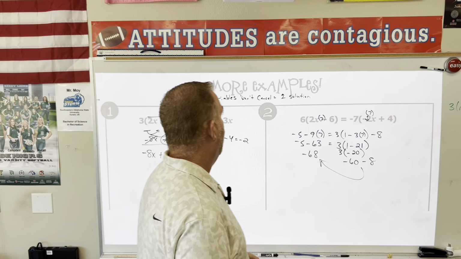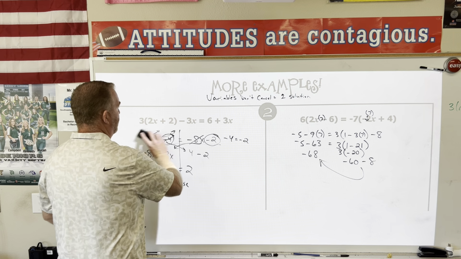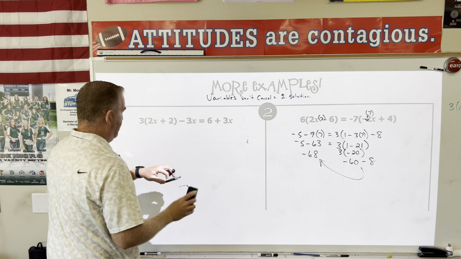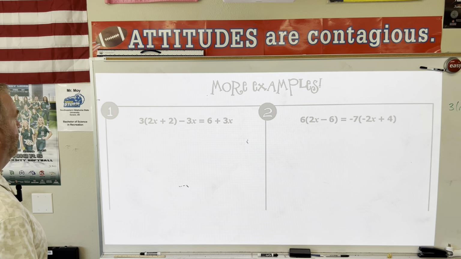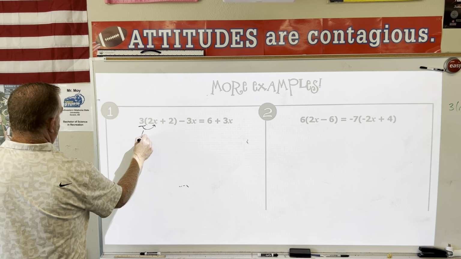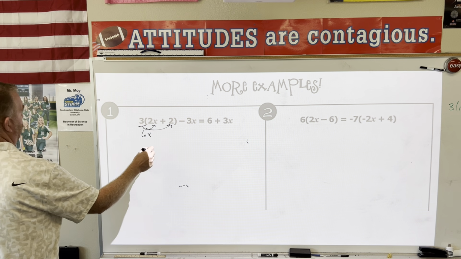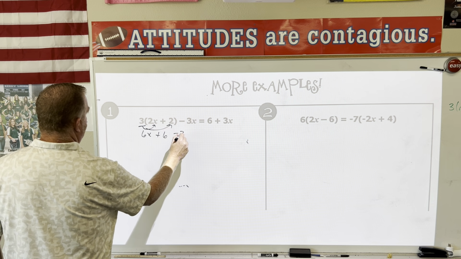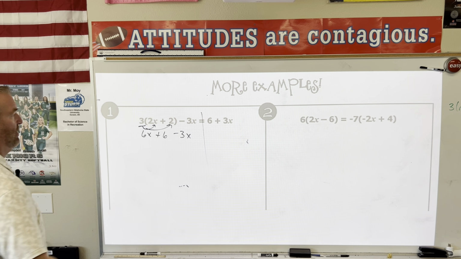Yeah, let's do number 1. You just have a whole bunch of 2s, 3s, and 6s. Number 1. Solve that out. Ready? Go. All right, here we go. Let's work this thing out. What's 3 times 2? 6x. What's 3 times 2 again? Plus 6 minus 3x. I'm not even worried about the right side.